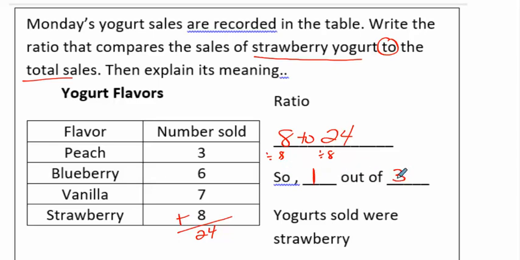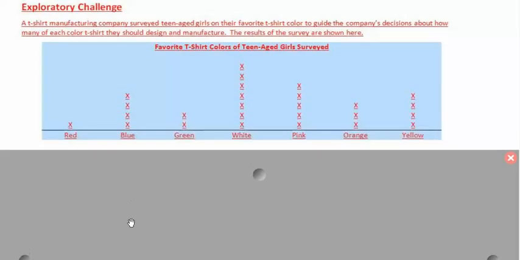So 1 out of every 3 yogurts sold were strawberry. That makes sense to me. I would think strawberry is probably the most popular. Okay? All right, let's turn your paper over and let's look at this. Let's see, do you remember from elementary school what this is called?